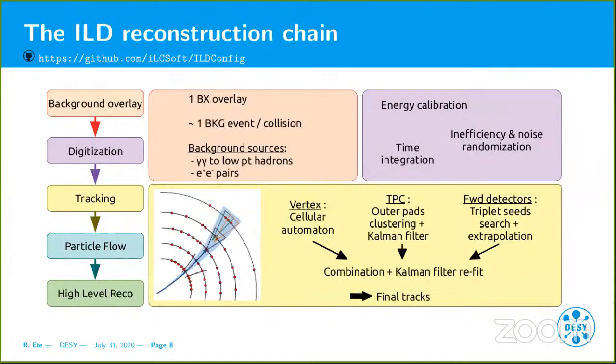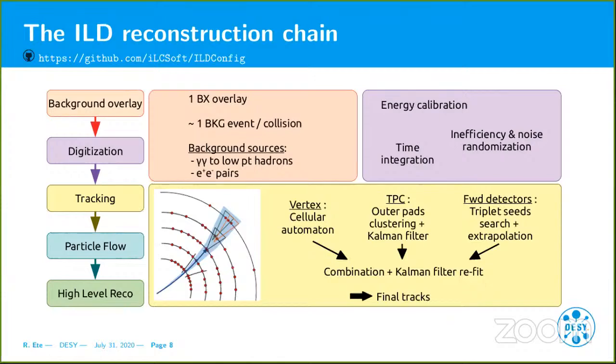So I go now to our reconstruction chain for the ILD. You can find the configuration on the GitHub link there. It's clickable. Basically what we have is background overlay, digitization, tracking, particle flow, and high-level reconstruction. The background overlay is mainly designed for real collision events, not single particle studies. We have different sources of backgrounds, namely gamma gamma to low pT hadrons and e plus e minus pairs, going mainly into our forward detector. And we overlay one bunch crossing of data on top of the physics event on the collision. So namely, we have something like one background event per collision, in total with all the different backgrounds.